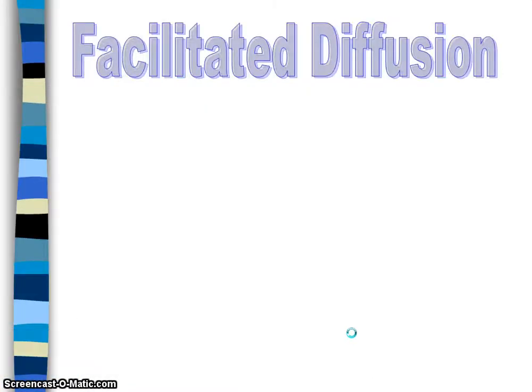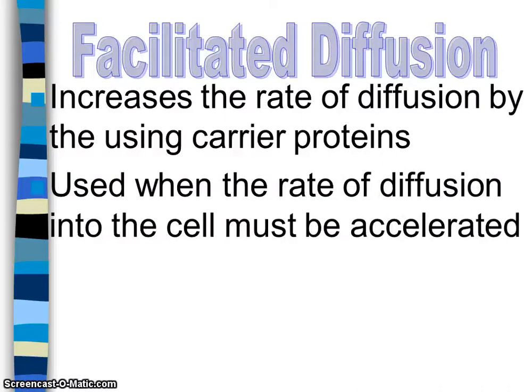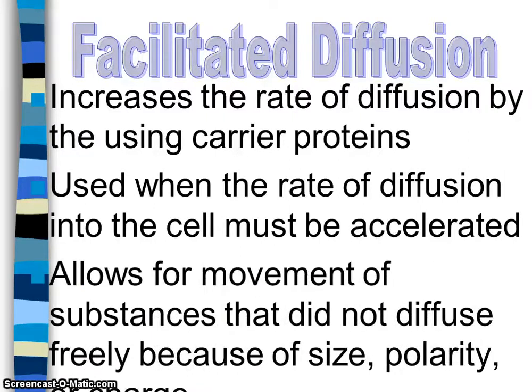Facilitated diffusion occurs when we need to increase the rate of diffusion. And what's going to help it is the use of carrier proteins. And there are different carrier proteins that will bind to sugars or different ones that will bind to different amino acids. Okay, so we're going to have facilitated diffusion occur within our body when we need to get, like say, glucose into our body quicker. So it is used when the rate of diffusion into the cell must be speeded up or accelerated.